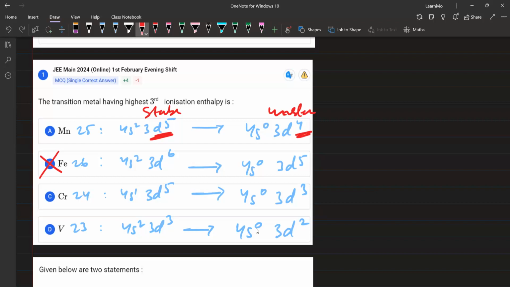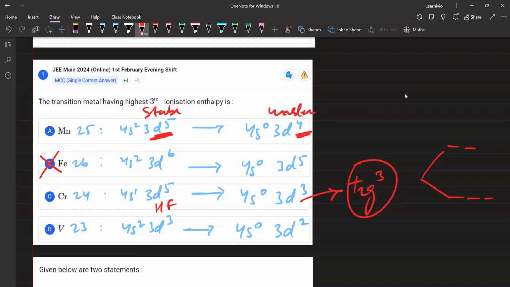If you look at chromium, chromium is half filled here, and here it is d3. Now, I don't know whether you guys remember or not, but the d3 configuration is very stable because of the t2g configuration. Because what happens in d3? It splits, and then you get the t2g3 configuration. That is why this is also quite stable.